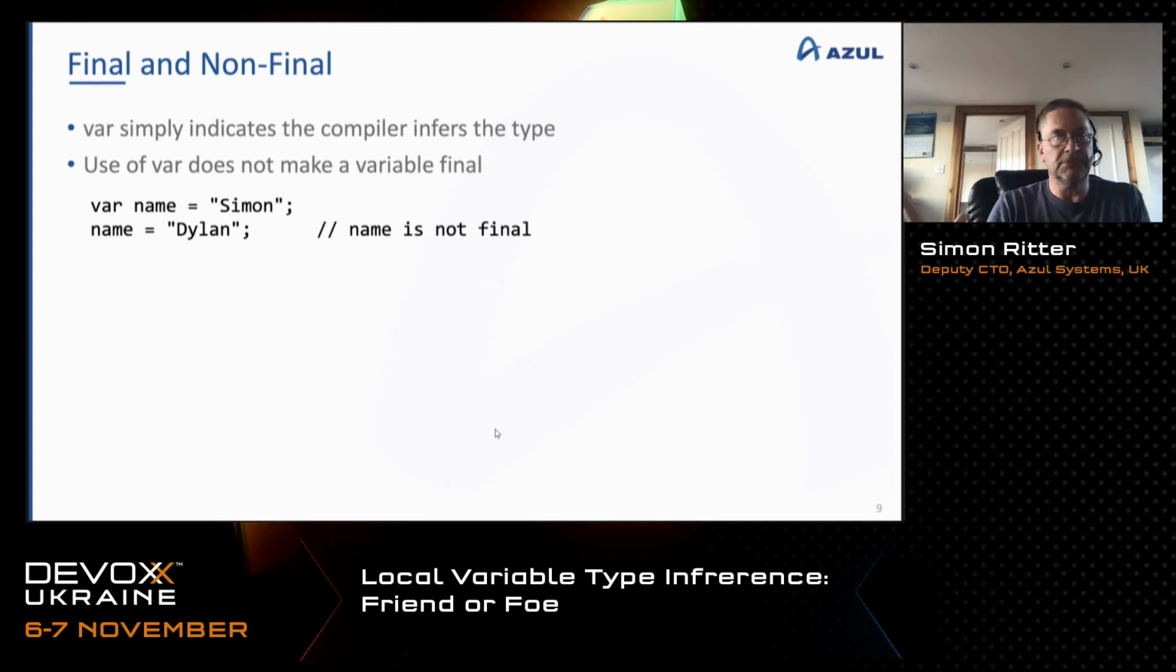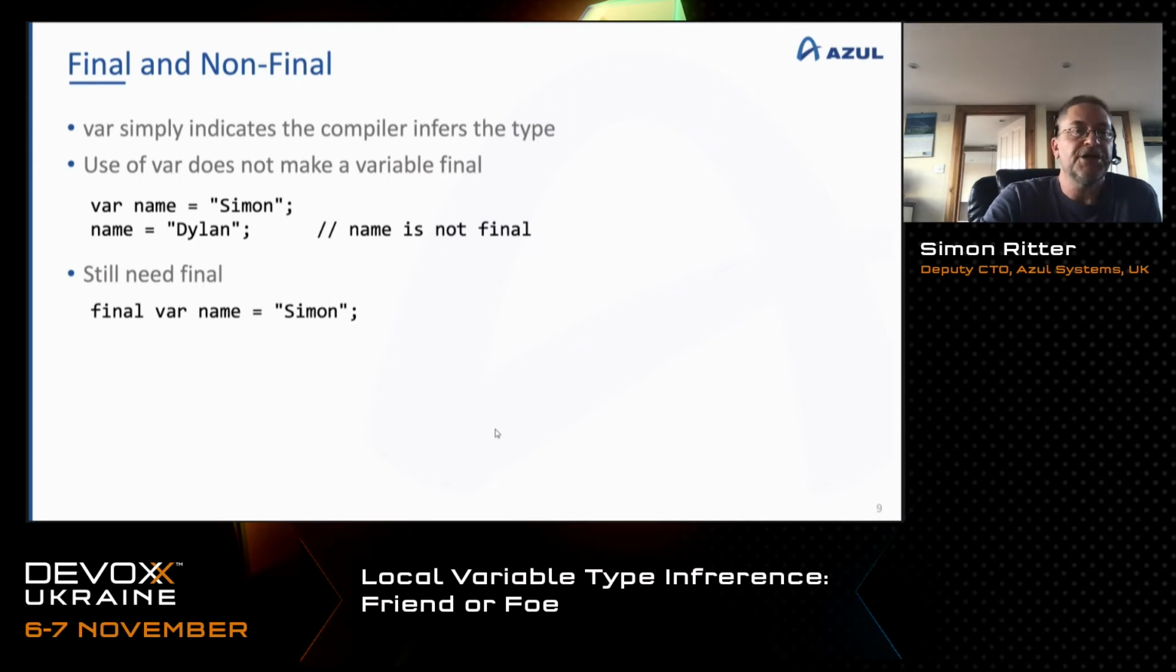Name is Dylan, that's fine. If we want our variable to be final, then we still have to use the explicit modifier and say final var name equals Simon. And that way it's set, we can't change it, well, unless we use reflection. But in normal code, we wouldn't be able to change that because the value has been assigned and that's it.